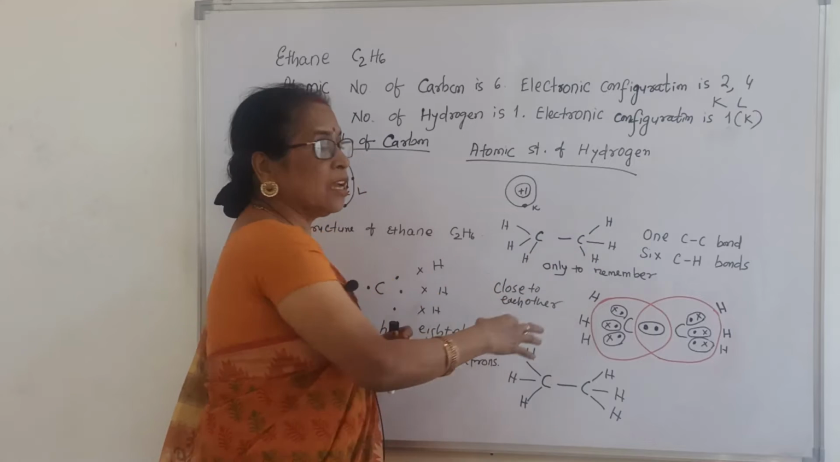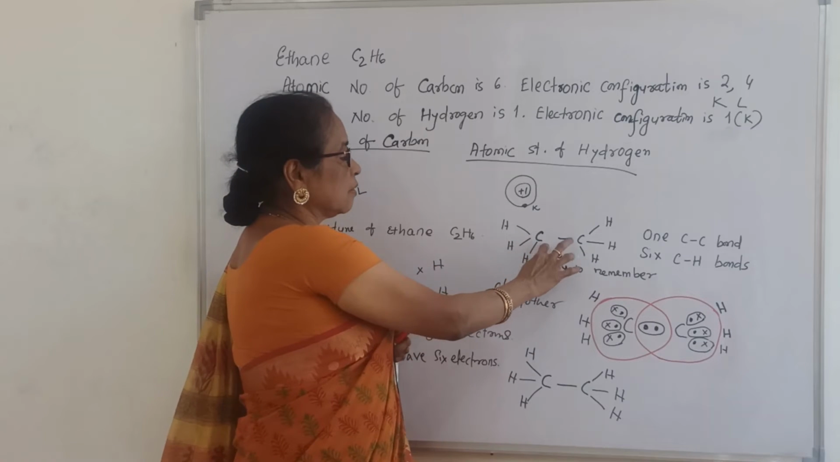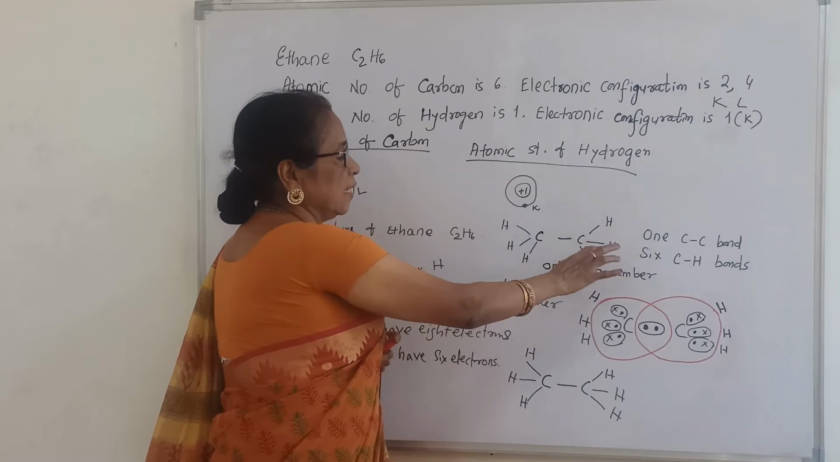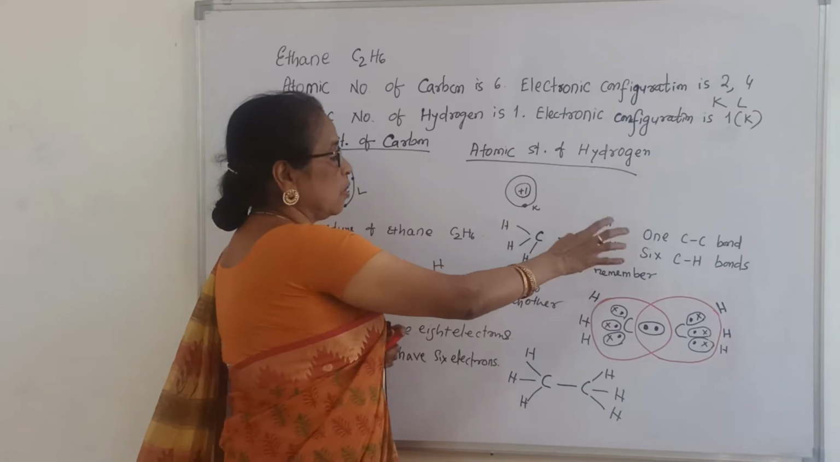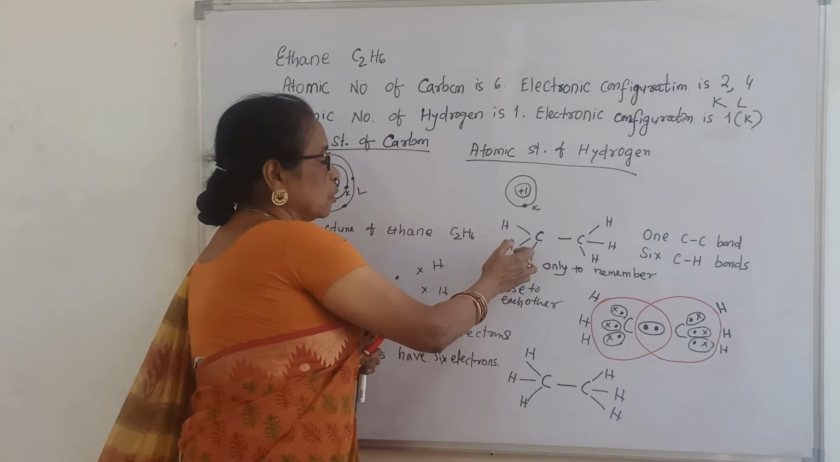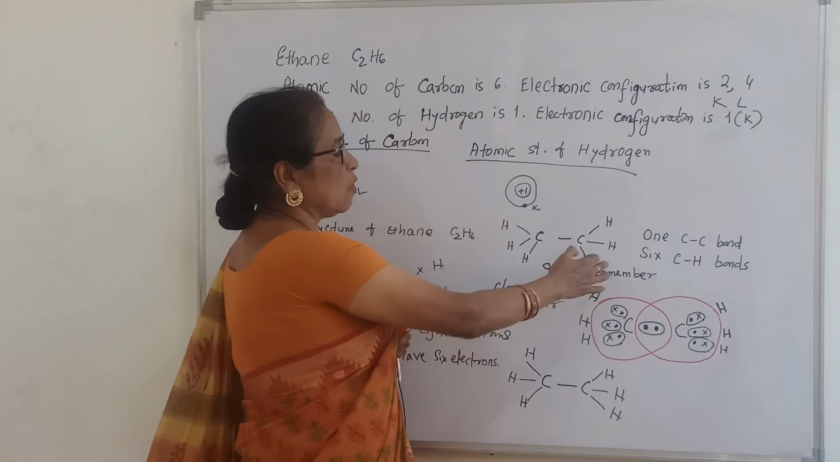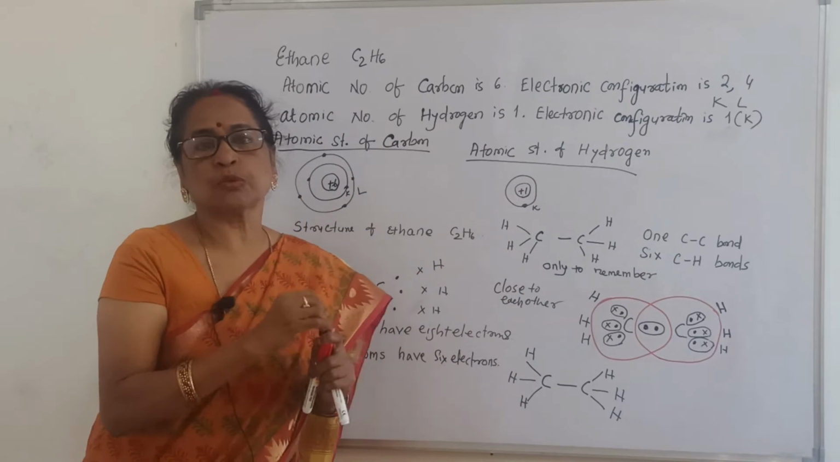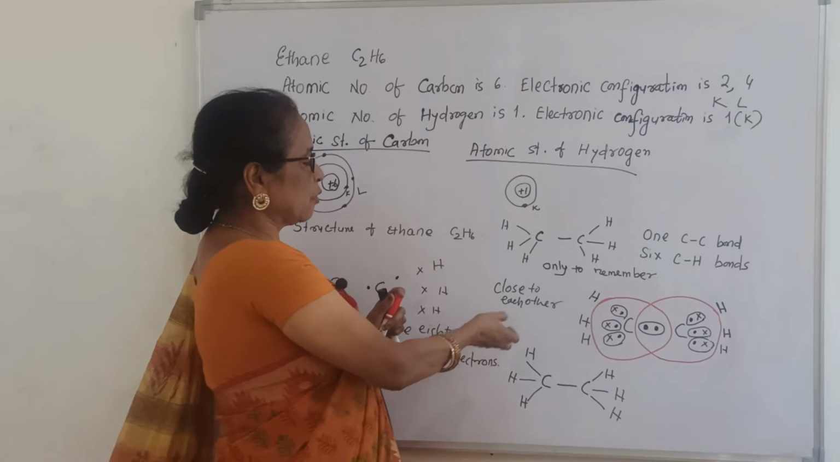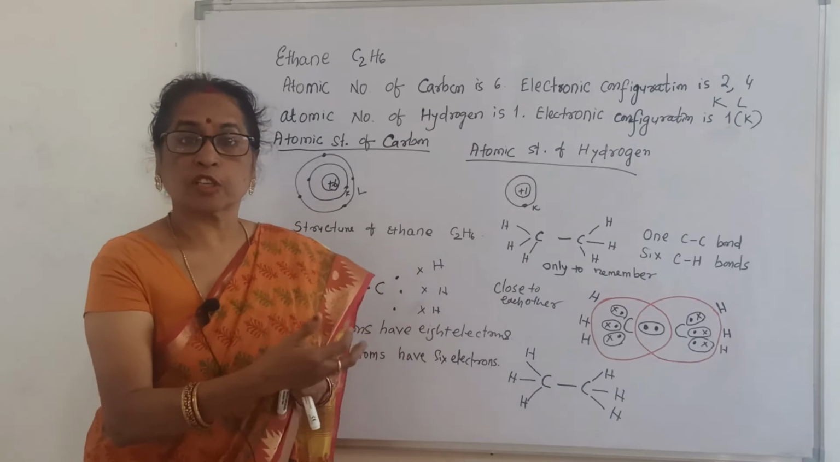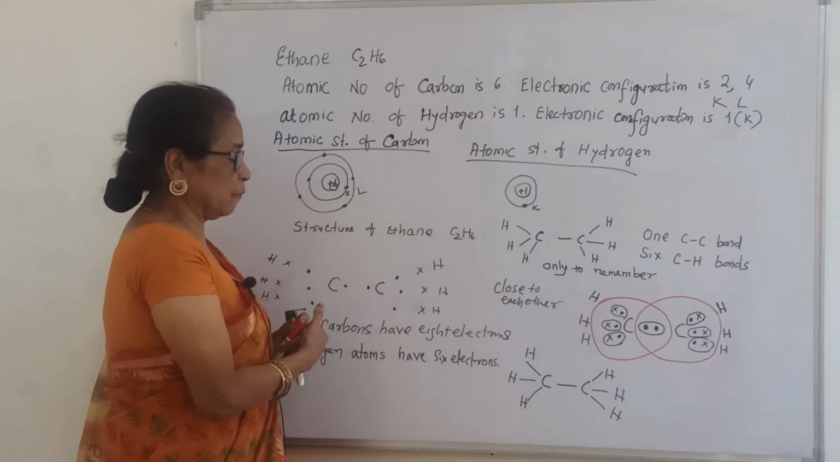And here, how many bonds are there? 1 C-C bond, and on the right side 3 C-H bonds, and on the left side also 3 C-H bonds. The total is 6 C-H bonds and 1 C-C bond. That one you should remember. Then automatically you can write the electron dot structure of ethane.